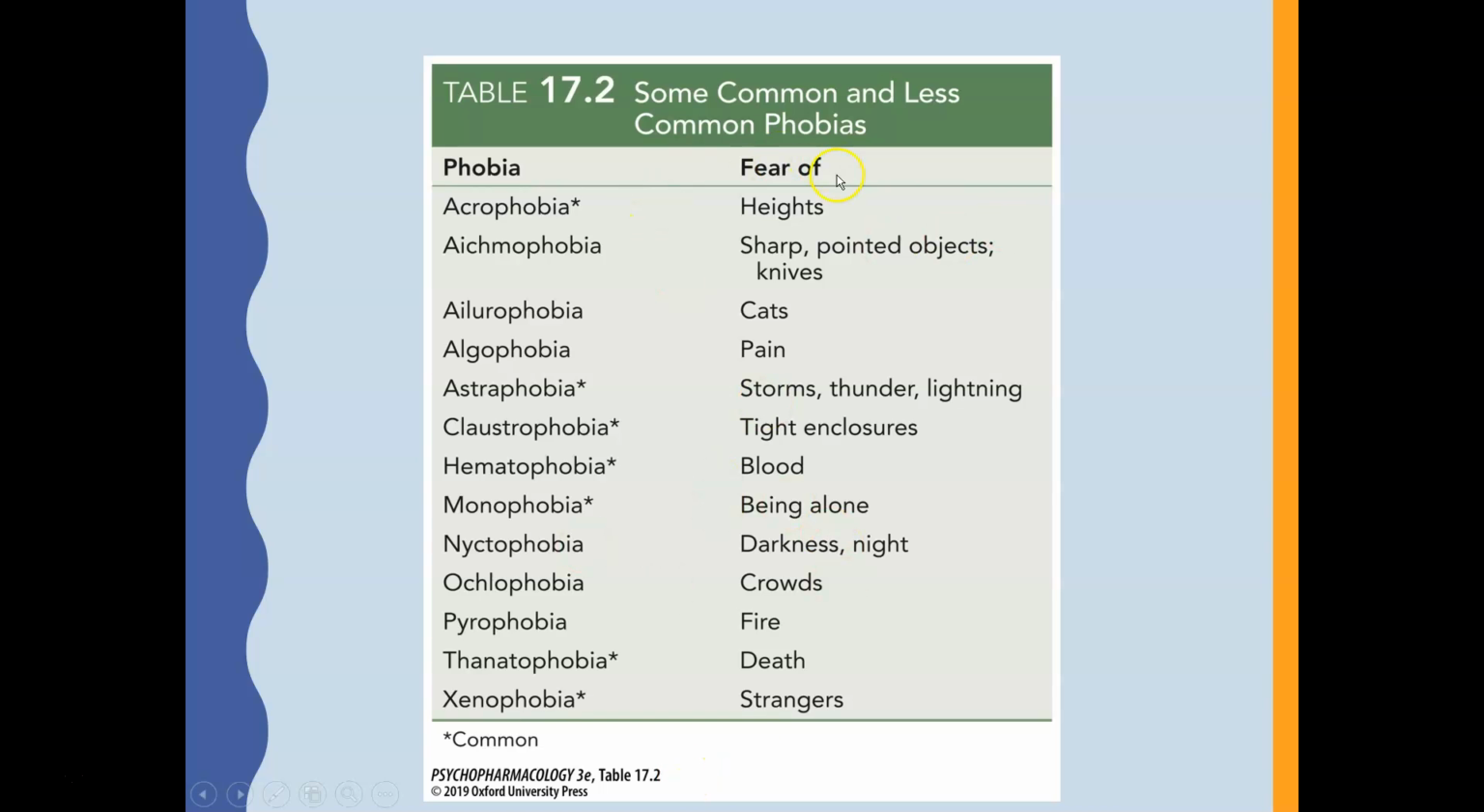So here are some pretty common and also some less common phobias. We have acrophobia, or the fear of heights. That's pretty common. Ichnophobia, fear of sharp-pointed objects or knives. Ailurophobia, which is cats. Algophobia, which is pain. Astrophobia, which is kind of what I might have, storms, thunder, and lightning. Claustrophobia, tight enclosures. Hematophobia, blood. Monophobia, being alone. Nyctophobia, darkness or night. Ochlophobia, crowds. Pyrophobia, fire. Thanatophobia, which is fear of death. And xenophobia, which is fear of strangers or people that are different from us.